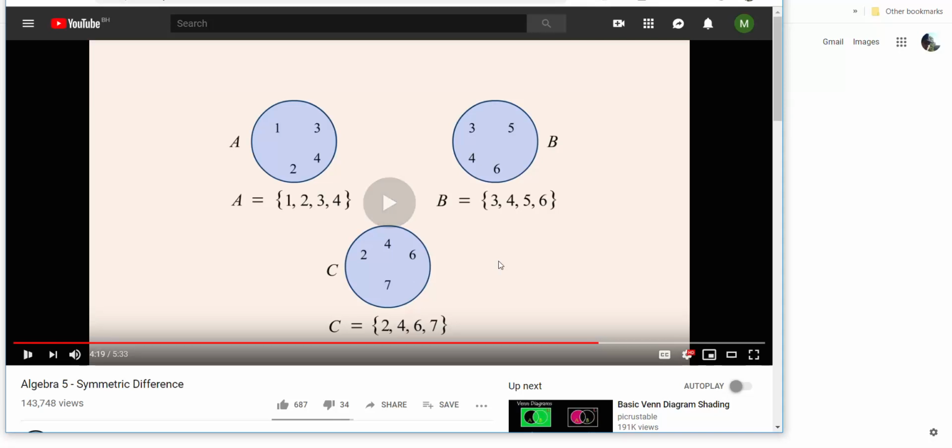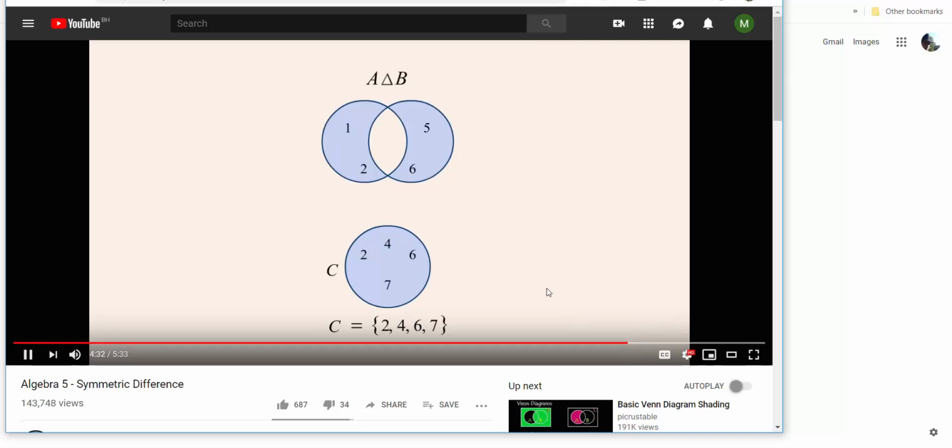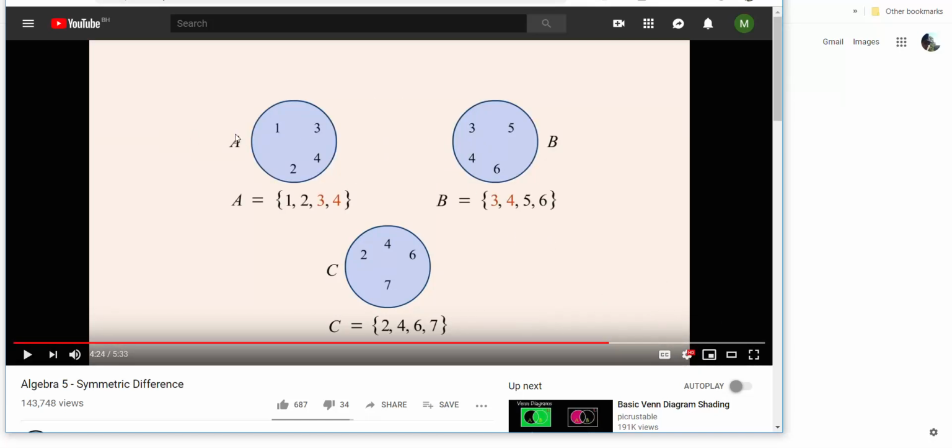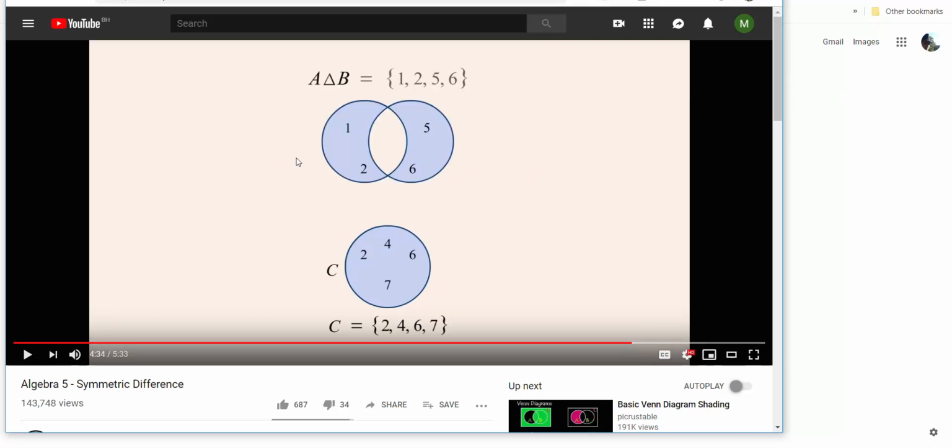So let's start with A delta B. These two sets, A and B, have the difference of A and B. So this is A delta B. This is the result. Exclude all the intersecting elements. So in this case, we have 3 and 4, so we'll be left with 1, 2, 5, and 6. Correct? So 1, 2, 5, and 6.